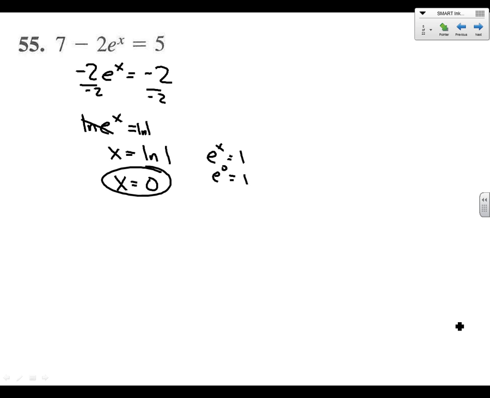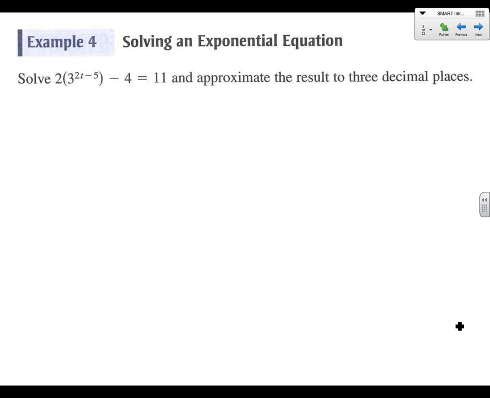Let's keep moving on to example 4 here. Again, 3 decimal places is what we're looking for. And we're trying to get t out of the inside. So we're going to take it step by step. First, we're going to add the 4. Get 2 times 3 to the 2t minus 5. Be careful not to distribute that 2 in there, because we're going to divide it out here in a second. We're going to divide that 2 away.